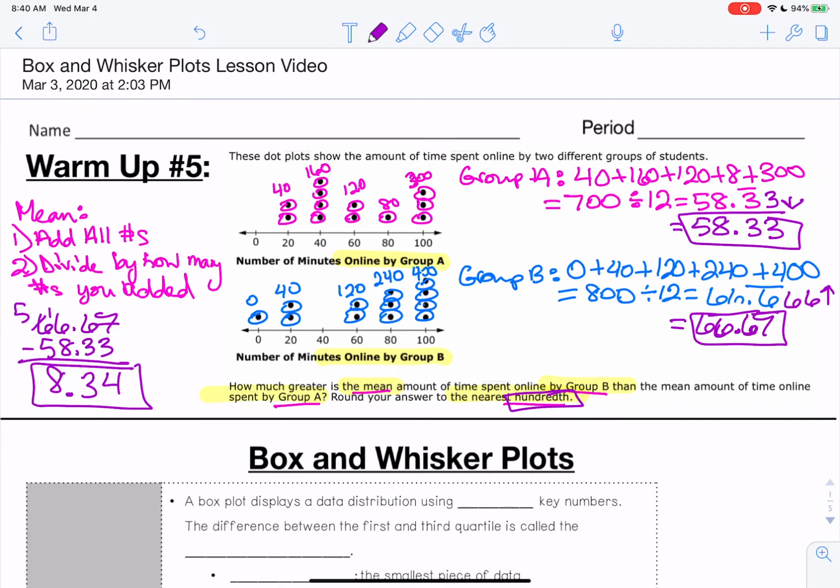8.34. So the biggest thing to remember is each dot shows how many times that number has taken place. So if I have in group A 2 dots for 20, that means we got 2 20s. And I just added them together and got 40. Okay, so these are dot plots.